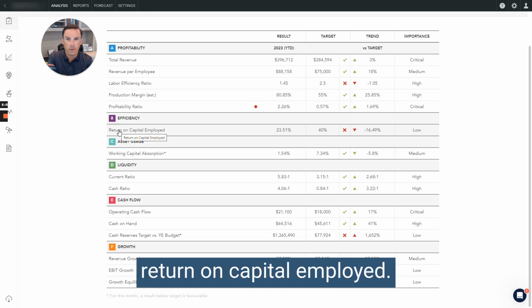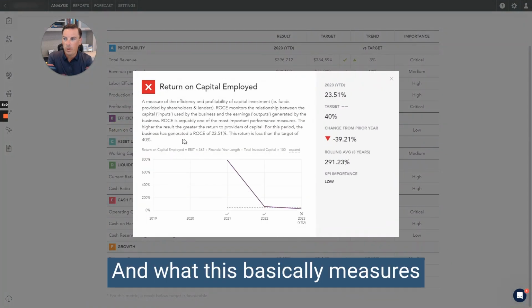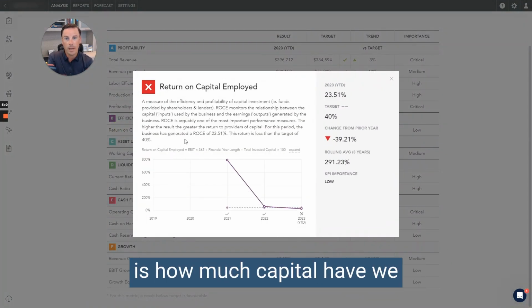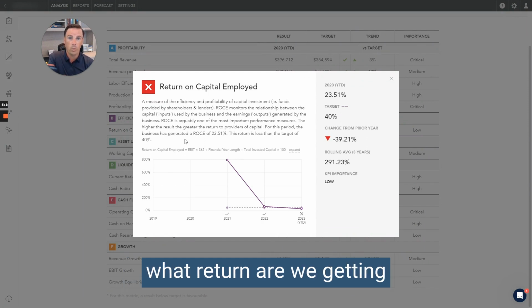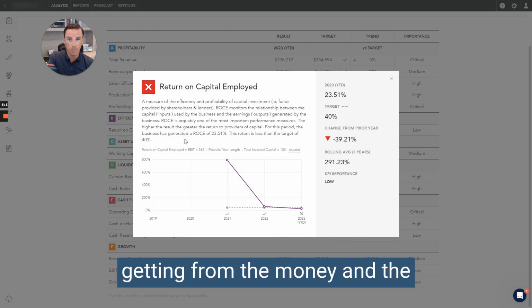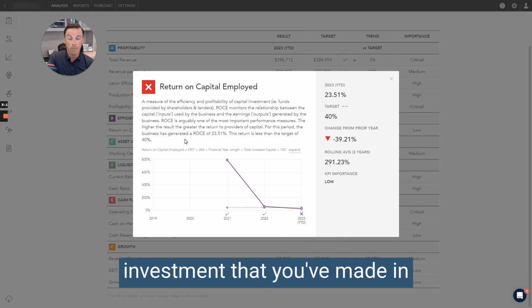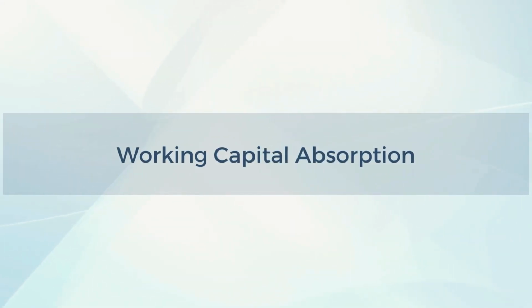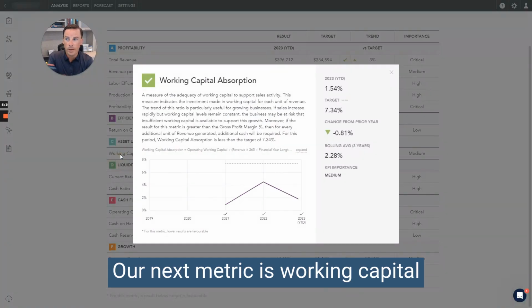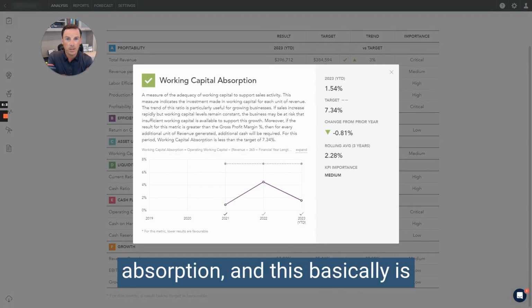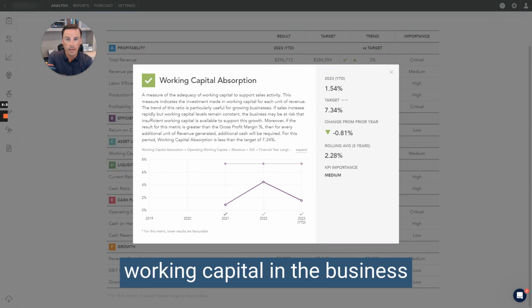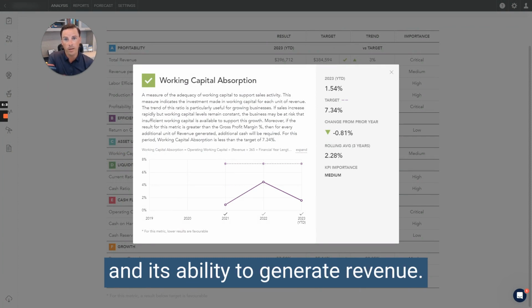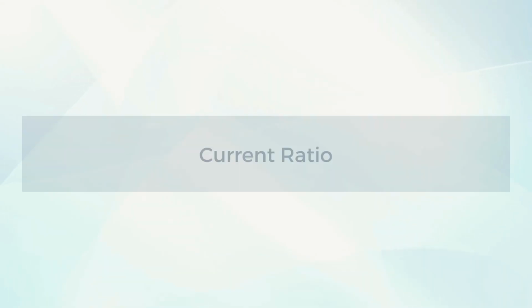The next metric is our return on capital employed. What this basically measures is how much capital have we put into the business and then what return are we getting on that investment by operating the business. It's a really good metric to understand the leverage that you're getting from the money and the investment that you've made in monetary terms into your agency. Our next metric is working capital absorption, and this basically is measuring the adequacy of the working capital in the business and its ability to generate revenue.